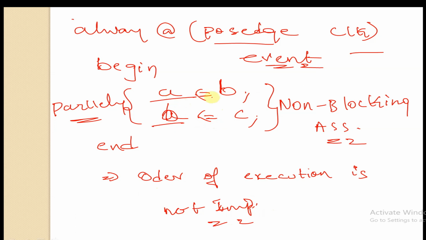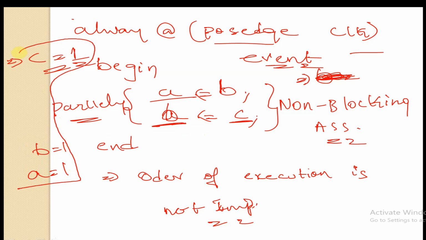In the case of blocking assignments, order is important, whereas in the case of non-blocking assignments, order is not important. That is, a will have the value of b and, at the same time, b will have the value of c. If I drive the value of c as 1, then at 0 time unit, b will be equal to 1 and a will also be equal to 1. We will code this in the simulator and check it. For now, understand that in non-blocking assignments, the order of execution is not important and the statements will not block each other. Is this clear for everyone?